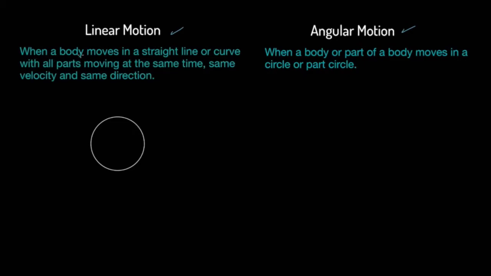When a body, the ball, moves in a straight line or a curve, I'm going to come back to the concept of a curve in a minute, with all parts moving at the same time, same velocity, and same direction, that, of course, is what we call linear motion. Now, how would we achieve that? How would we cause this object to move in a straight line?